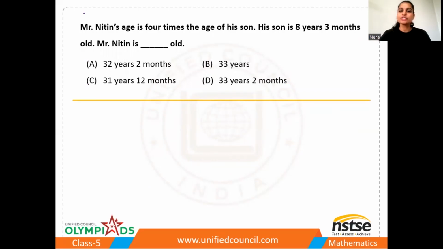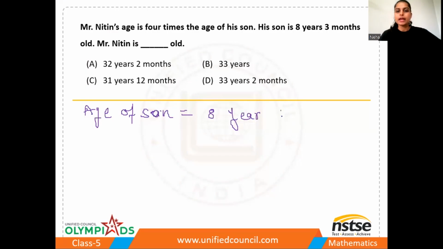So here is the next question. The next question says that Mr. Nitin's age is 4 times the age of his son. That means his son is 8 years and 3 months. Then how old is Mr. Nitin? The question is quite simple basically. They are saying that the age of son is equal to 8 years and 3 months. And Nitin's age is 4 times, right?